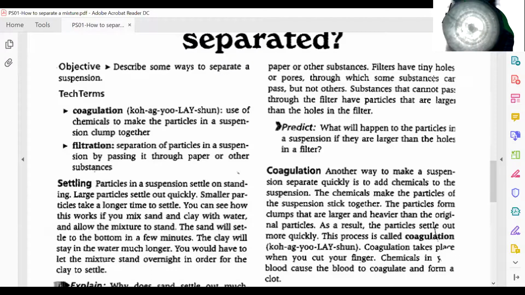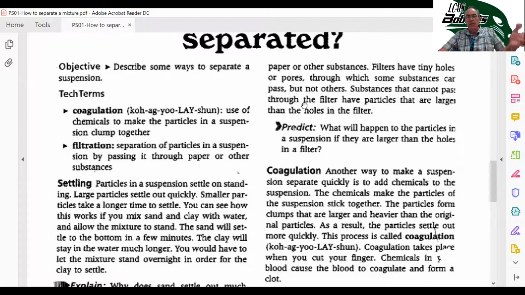There are little tiny holes that allow the coffee that you're going to drink to come through, and those little bright spots, those are the holes. And then it keeps the coffee grounds and stuff behind. So if I poured the sand, the muddy water and the suspension through there, the water would come through, but the sand particles would be too big to fit. So when it says right here, filters have tiny holes or pores through which some of the substances can pass, and not others, that's what it means.